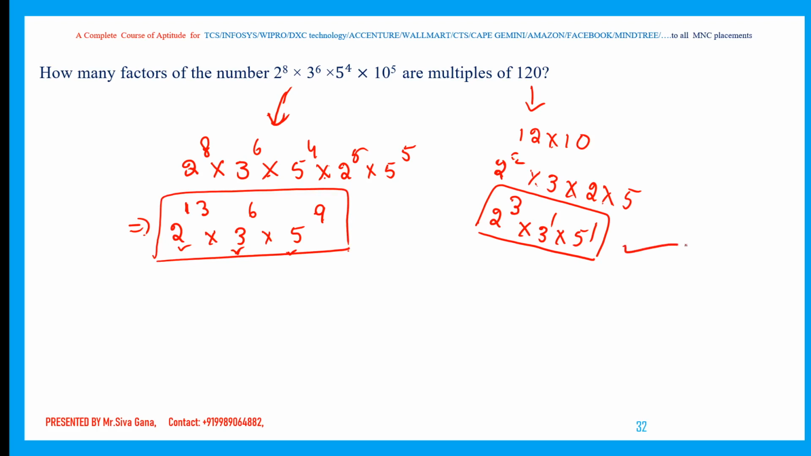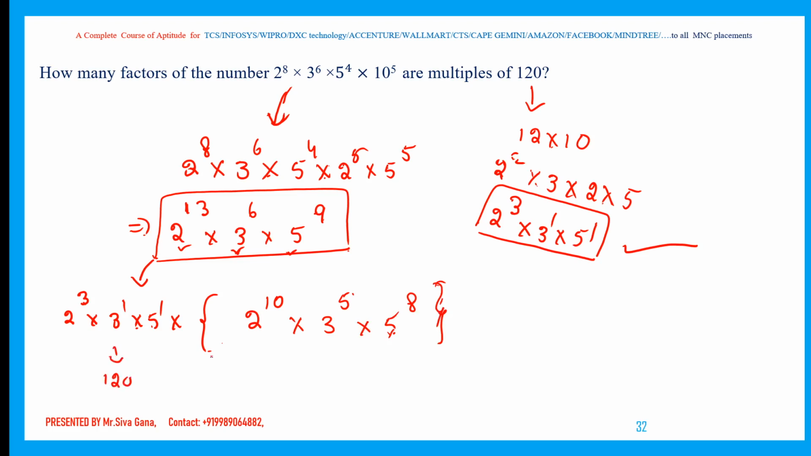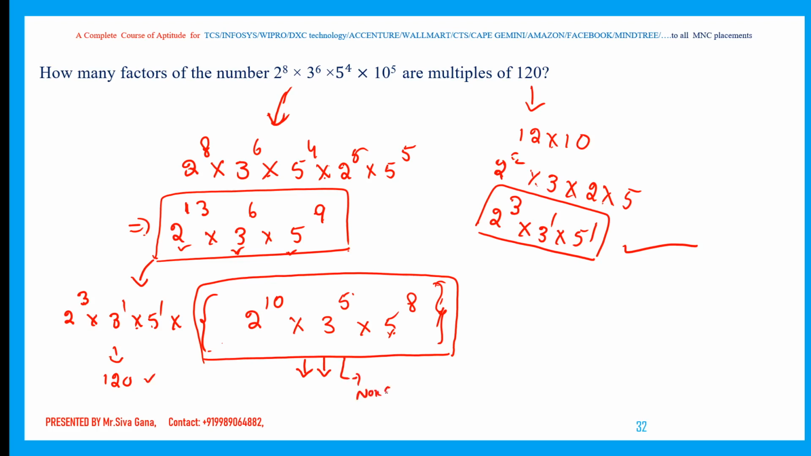Okay. Now what do we need? The number should be a multiple of 120. So bring 2 power 3 into 3 power 1 into 5 power 1 out of the number, which is nothing but 120. Now the rest of the number is how much? 2 power 10 into 3 power 5 into 5 power 8. Each and every factor of the number in the bracket will definitely be a multiple of 120. Simply, the task is finding the number of factors of the number in the bracket. All these factors are definitely multiples of 120.